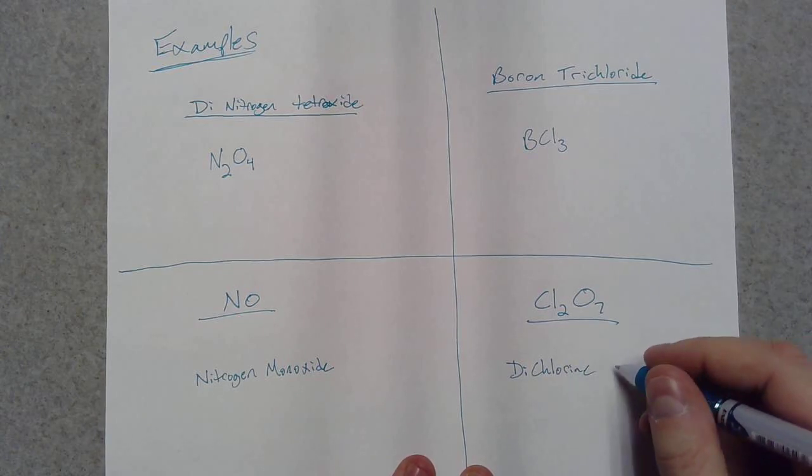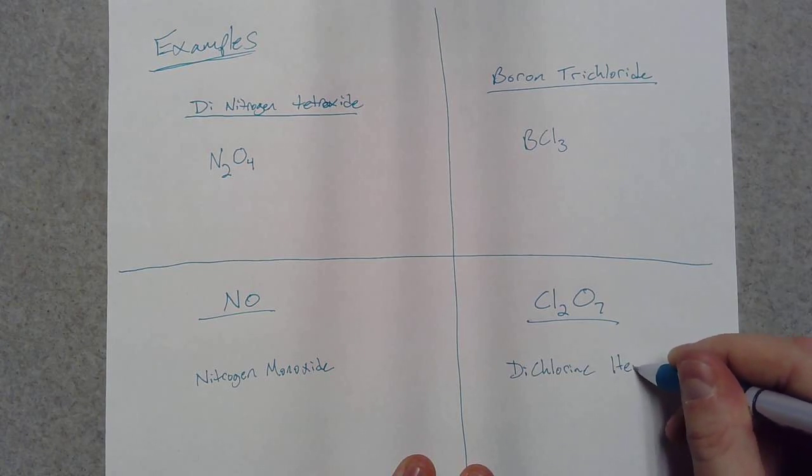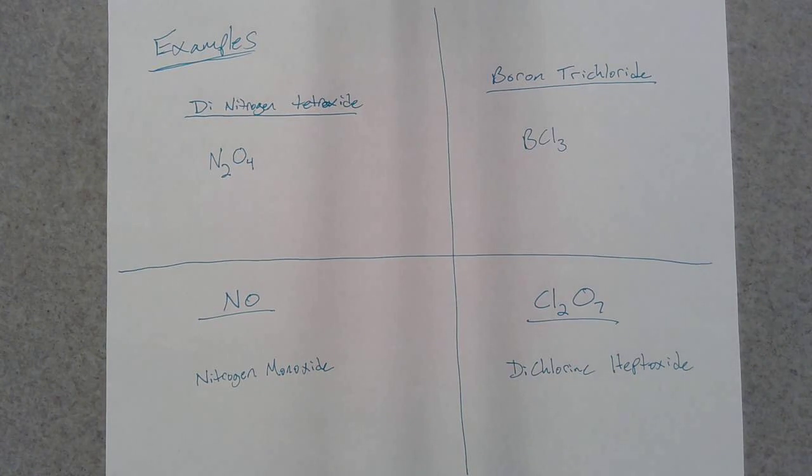Dichlorine. And 7 is hepta. So it's heptoxide. And that's all we're doing. We're just applying those rules. We're just saying how many they are by using the prefix. So keeping it nice and simple.